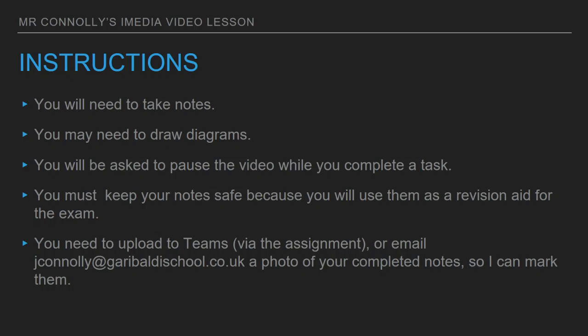Before we start, just a quick go over the instructions. You will need to take notes, so grab yourself a piece of paper. You will need to draw diagrams, so grab a pencil and a rubber, maybe some colouring pencils. You will be asked to pause the video while you complete tasks. You must keep your notes safe because you'll use them as a revision aid for the exam.